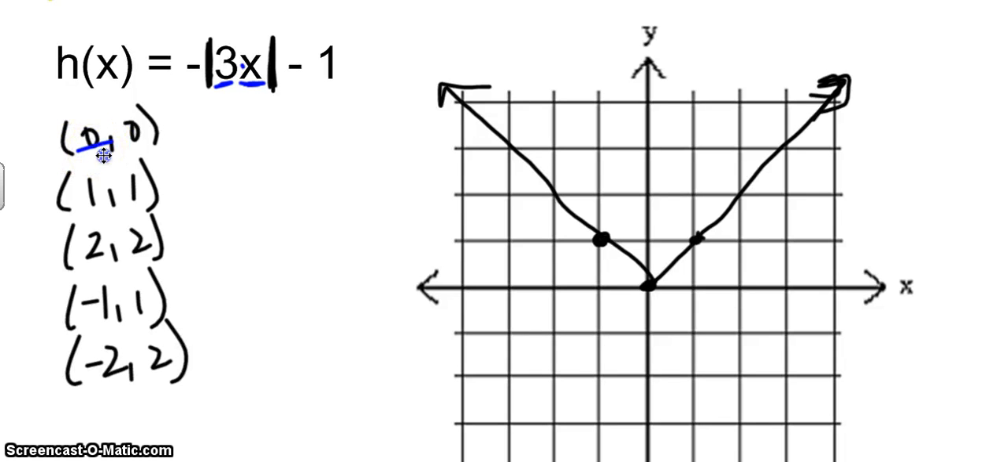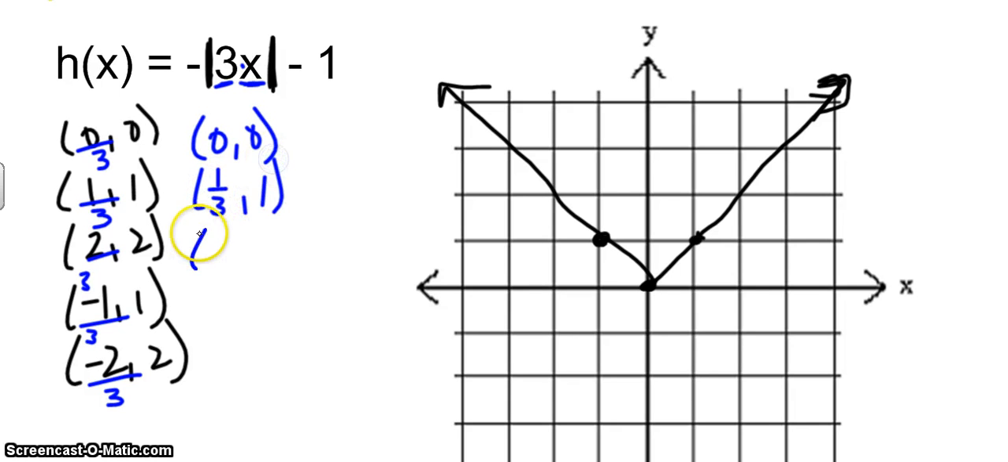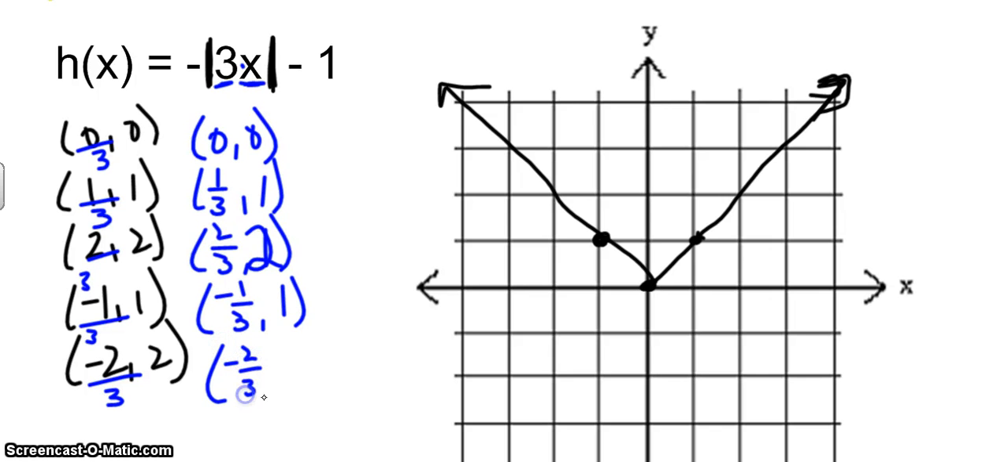So 0 divided by 3, 1 divided by 3, 2 divided by 3, etc. Well, 0 divided by 3 is still just 0. Now I have 1/3, 2/3, it should be a 2, negative 1/3, and negative 2/3. So here's all my new points to plot after applying that horizontal change.